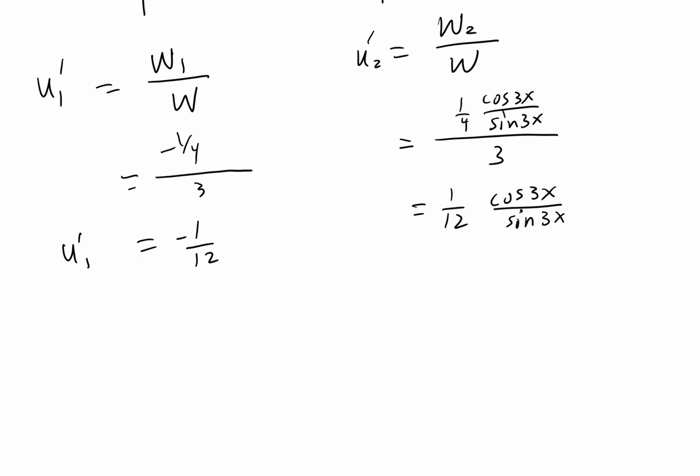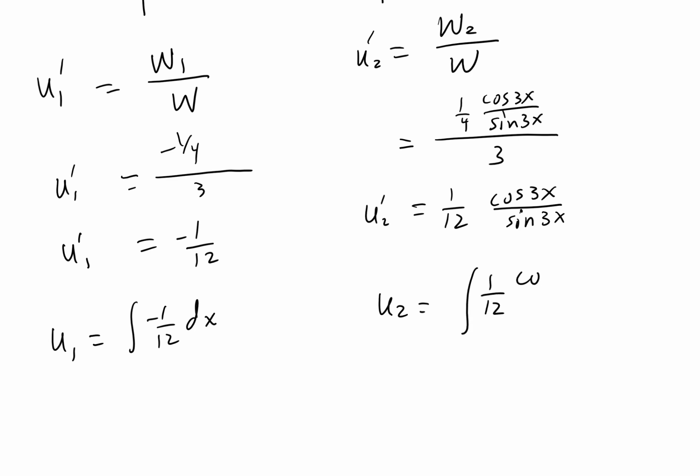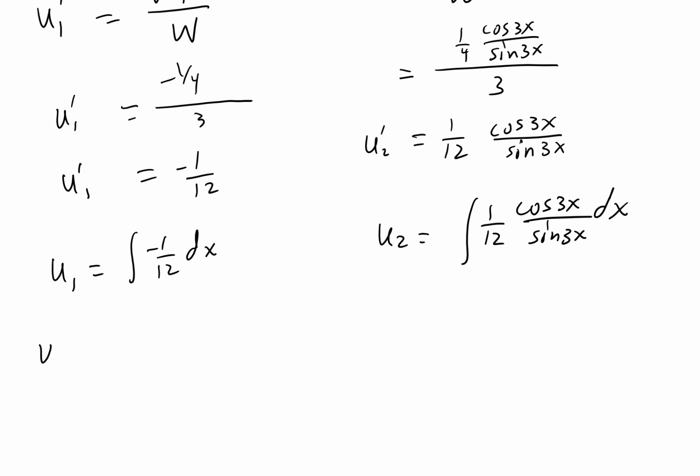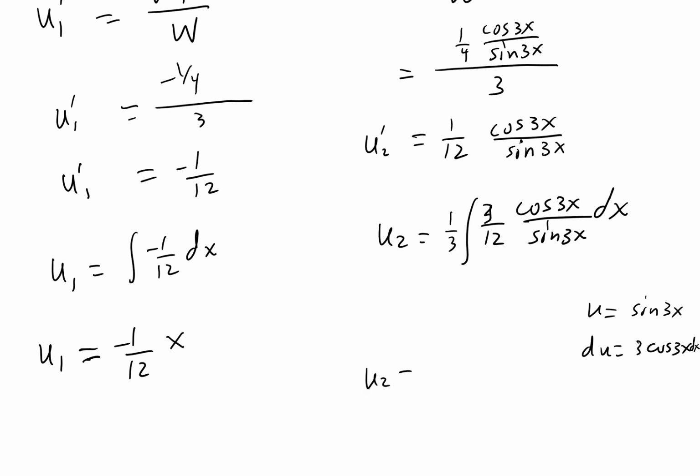So from u1 prime, you can integrate. You get u1 equals the integral of -1 over 12 dx. Same thing from u2 prime. u2 is the integral of 1 over 12 cosine 3x over sine 3x dx. The first one is easy to integrate, it's negative 1/12 x, but for the other one you can use u-substitution with u as sine 3x. So du is 3 cosine 3x dx. So then you need a 3 here and 1/3 out. So u2 equals 1 over 36 natural log of the absolute value of sine 3x. No need for constants.